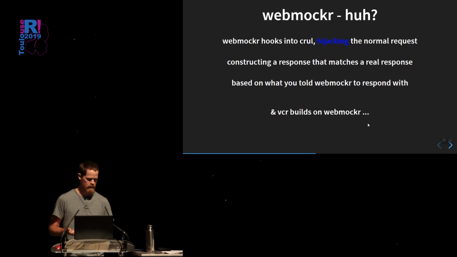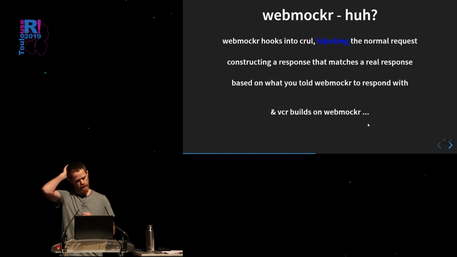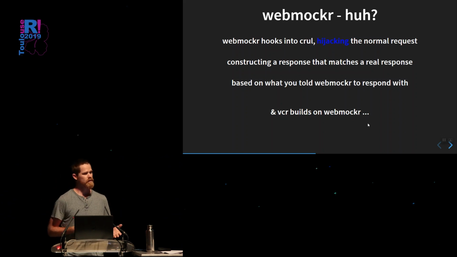So it probably requires a little more explanation. Webmocker hooks into curl or HTTR, and it hijacks the normal request. And actually, it works through HTTR using those request and response hooks. And then we construct a response that matches the real response, whatever the response looks like, but we just create that inside of Webmocker. And then we just put in the response whatever you said to respond with. And then VCR builds on top of Webmocker, which I'll get into more.